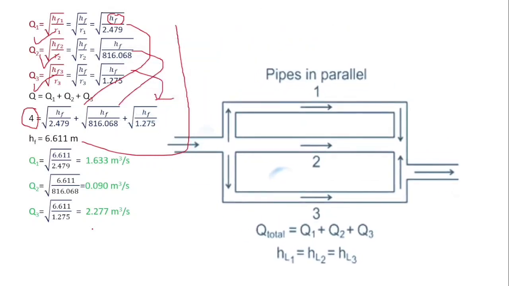So this is the figure. So we can also check by the value of Q is 4 given in question, Q1 is 1.633, Q2 is 0.090, Q3 is 2.277. The sum of discharge of these three pipes should be equal to discharge in this pipe. So 4 is equal to 4, so okay.